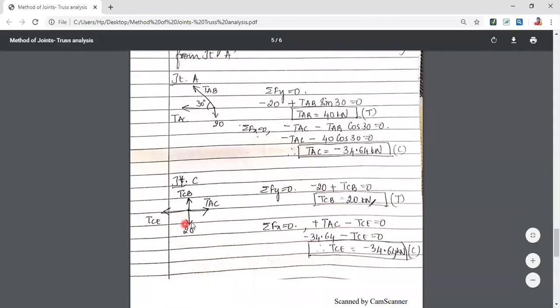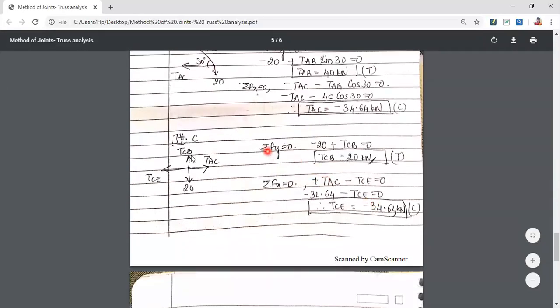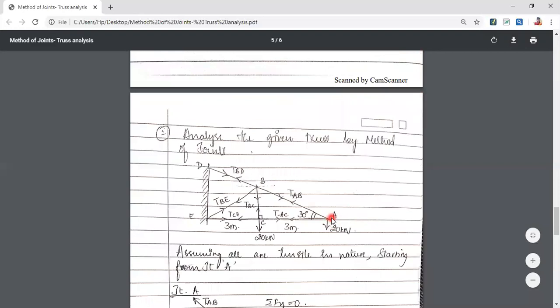I have taken joint C. So AC is there, CB is there, AB is there, and 20 is there. Joint C, this external, this, and this. Okay. Apply summation Fy equal to 0. So these two are equal, so I get TCB as 20. Apply summation Fx equal to 0. These two are equal and this is known, so the other one becomes equal to that. So compression member.